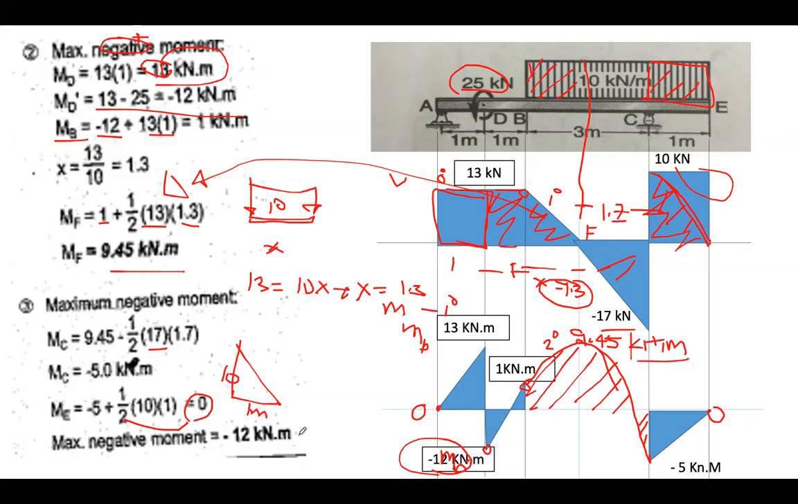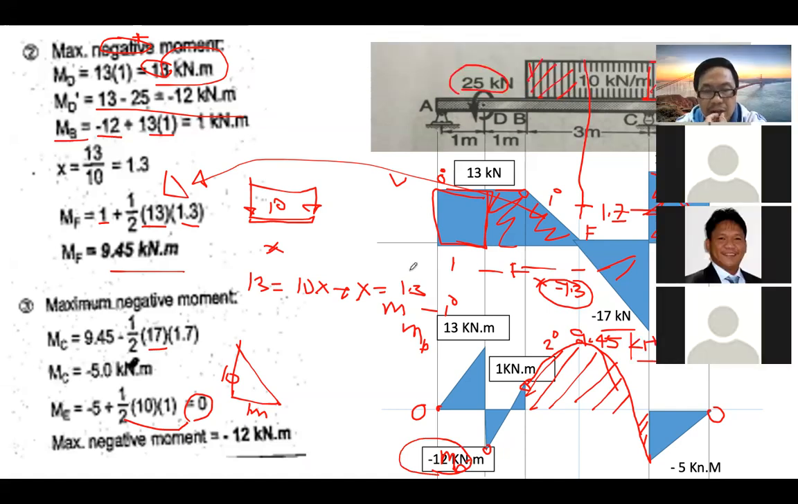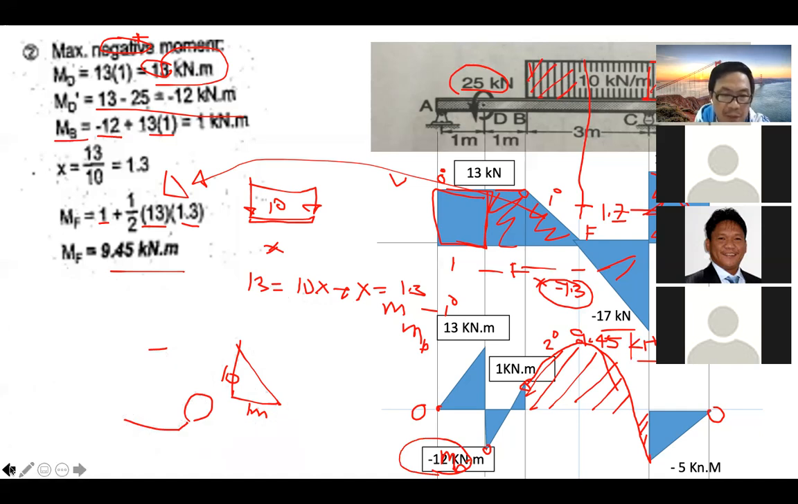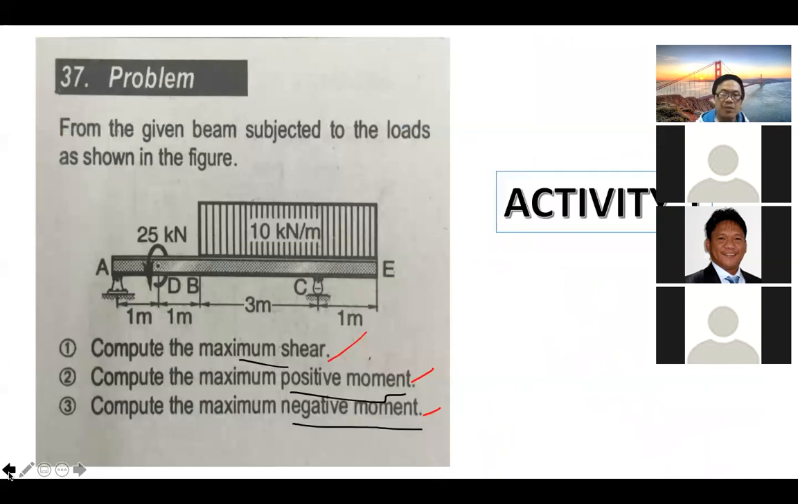Sir, paano po yung 13 kilonewton meter? Sa ano po, yung maximum positive. Yung 13 kilonewton meter. Ito. Opo. Ito palang maximum na positive moment. Opo. Ano bang question? Sorry. Tama. Good observation. Maximum positive moment. Hindi ko nakita.